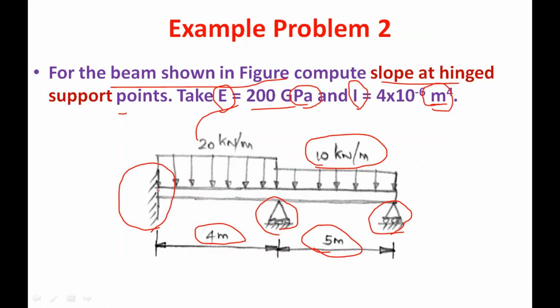So in this case, at the fixed end we have displacement 0, slope 0. In this support, displacement 0, so we will get only slope. In this support also displacement 0, we will get a slope. That is why in the question they are asking to compute the slope at hinged support points. So if you want to solve this problem using the finite element method, first we have to make a finite element model.